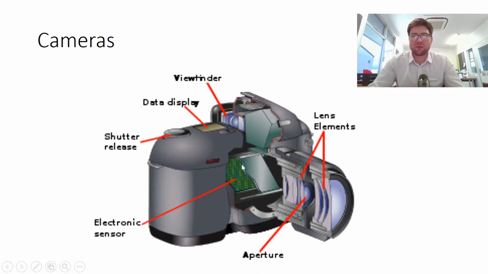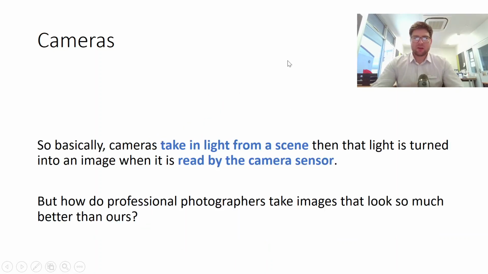And here's just another view of it from another side. So you've got the lens, the aperture ring, which I'll explain a bit after. Here's the mirror. It sits on top like that, and then it comes up and down. And that little green bit there is the sensor. So cameras basically work by taking light in from a scene. Then that light is turned into an image when it is read by the image sensor.